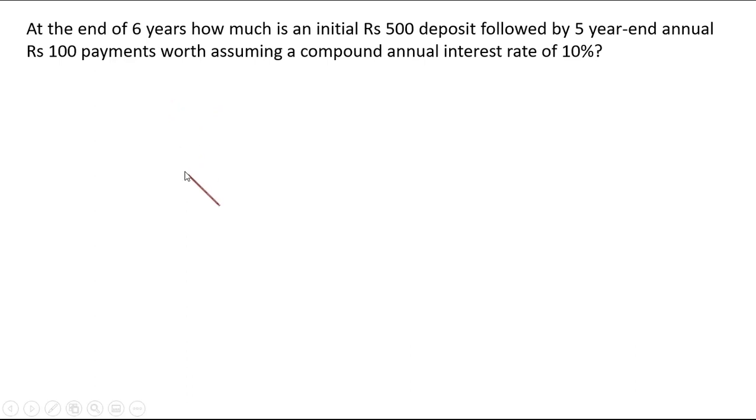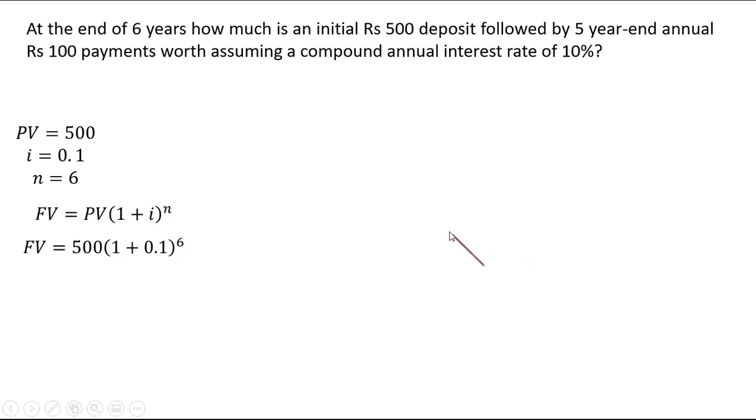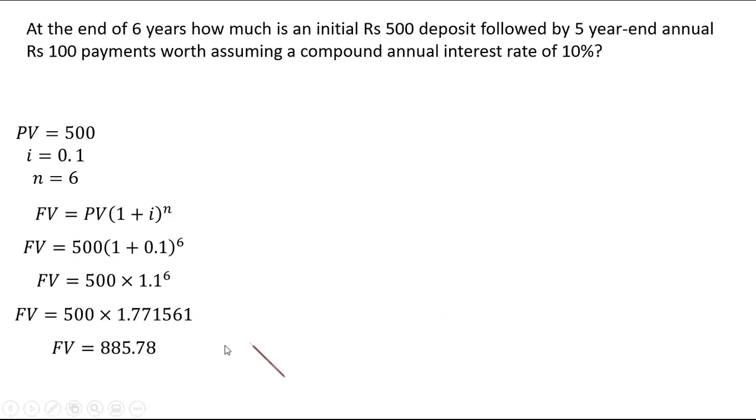So first part is, I'm going to make a payment of rupees 500 right now. So that's the present value or the principal. The rate of interest is 10%. Number of years is 6. Just use the simple formula. Amount is equal to principal into 1 plus i, the whole raised to n. And substitute in the numbers to get 885 rupees and 78 paisa. So 500 rupees as of today will be 885 rupees after 6 years.